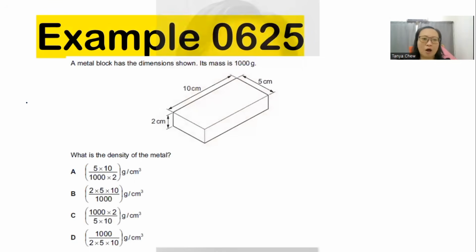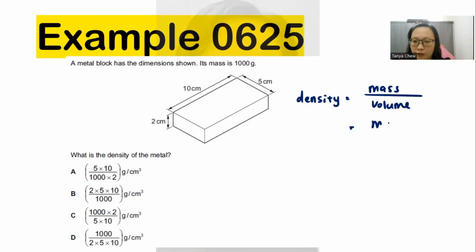What about IGCSE? Let us see. A metal block has the dimensions shown. Its mass is 1,000 grams. What is the density of the metal? When you see this kind of question, recall the equation of density. So density is defined as mass per volume. Since this is a rectangular shape, the volume is length times breadth times width. So just sub in the values.